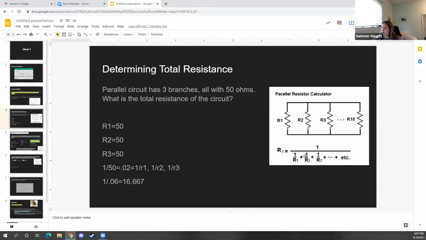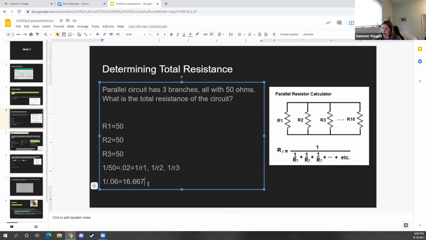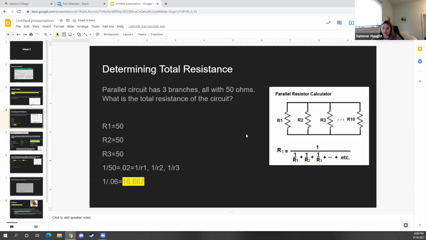So this bottom half of the equation right here is done. We know that 1 over R1 plus 1 over R2 plus 1 over R3 is 0.06. And then it tells you to do 1 divided by that number. So 1 divided by 0.06 is 16.667. So this right here is the total resistance. Let's highlight that because it's important. So again, just kind of work through it, make sure that that's totally set in stone.